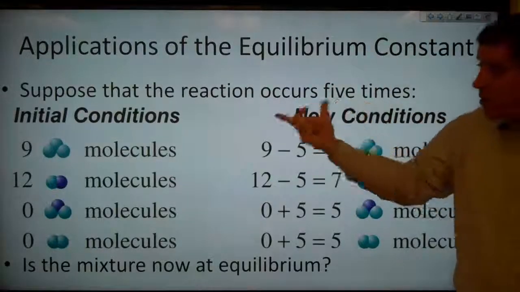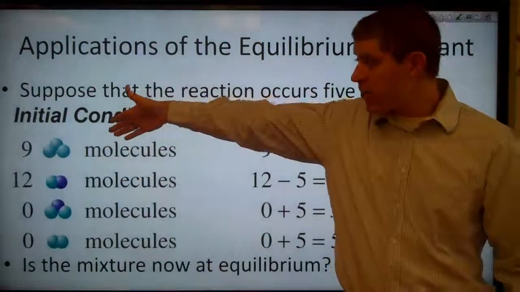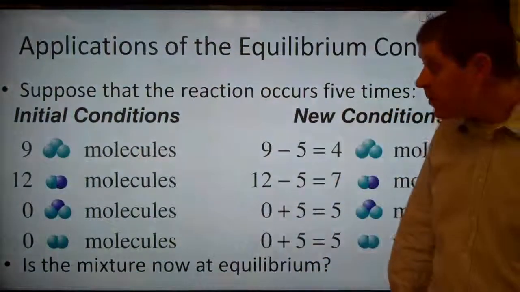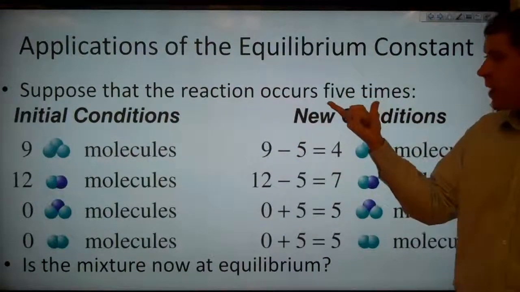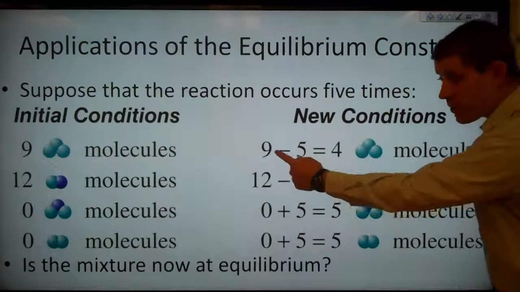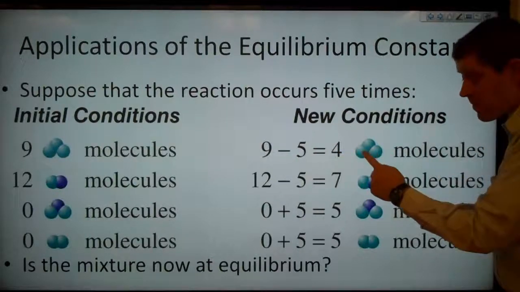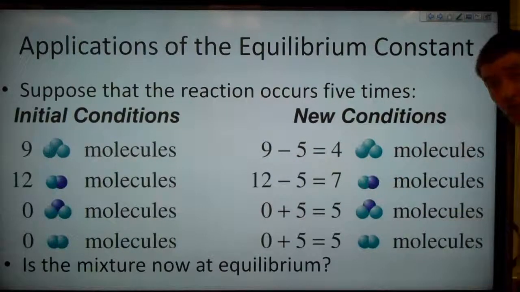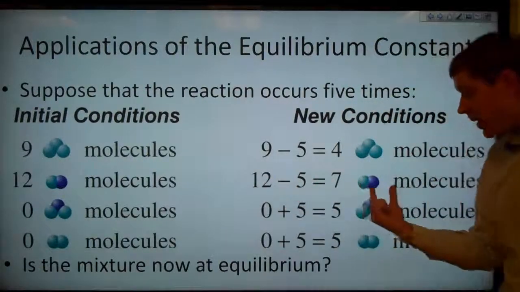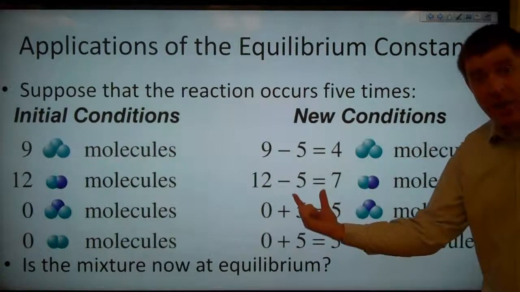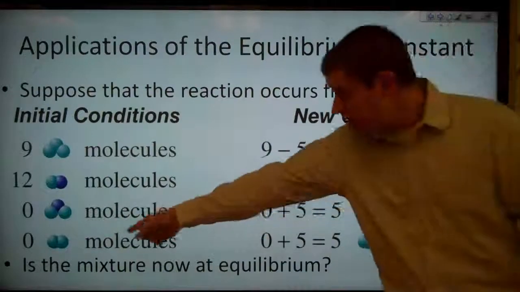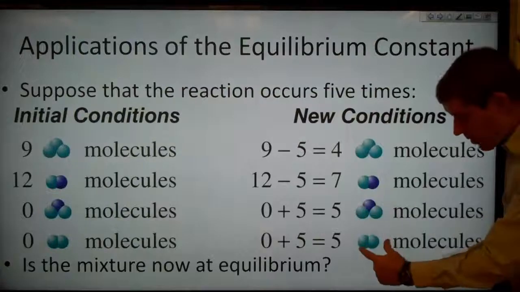So, initial conditions were that we had 9 molecules of the A3 and 12 of our AB molecules. And let's suppose that our reaction occurs 5 times. That means that now we'll have what we started with, 9, minus 5 of the A3 molecules. That means we'll have 4 molecules left. We started out with 12 of this type of molecule. We reacted away 5 of them, and that means that now we have 7 left.